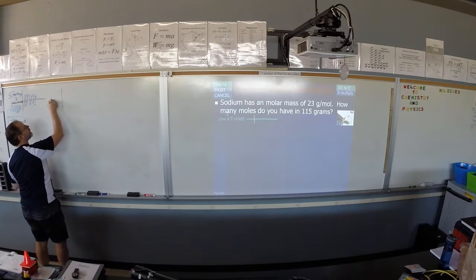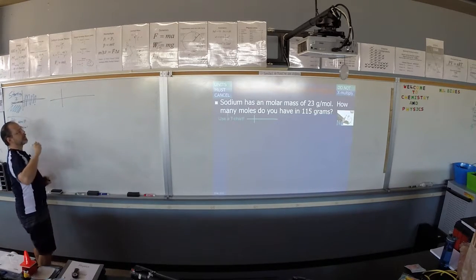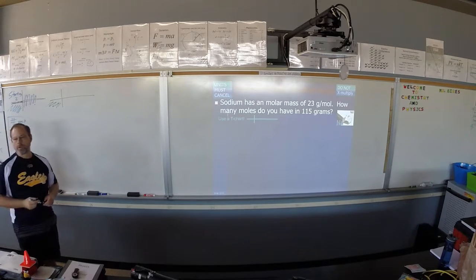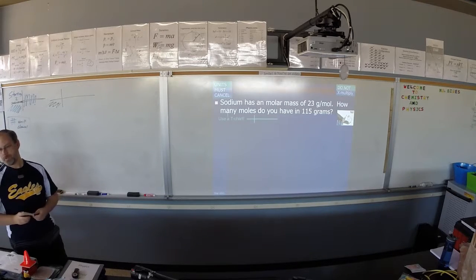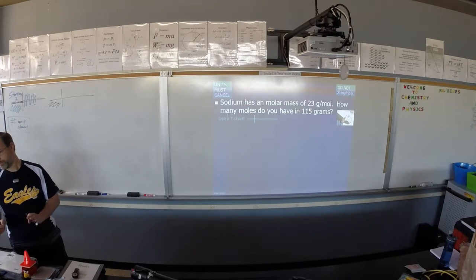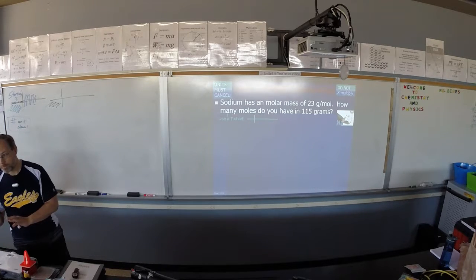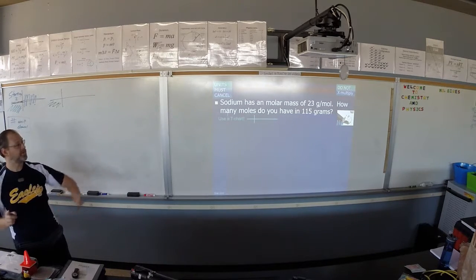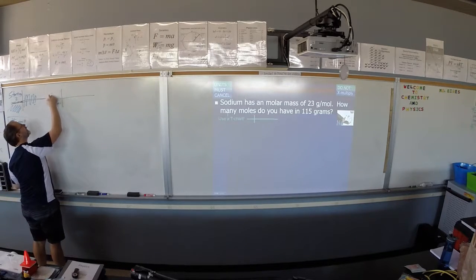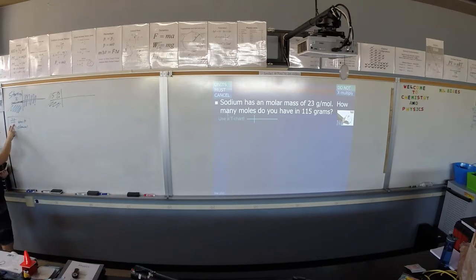So the first thing we're going to do is make our T-chart. And we're going to write down our starting unit. Give us a squiggle because nothing goes right there. Now here's the important thing. The starting unit will never have two units. It would never be gram per mole. It'll always be just one thing. In this case, it is what? Grams. So our starting three is 115 grams of sodium. 115 for the number, gram for the unit, sodium for the chemical.